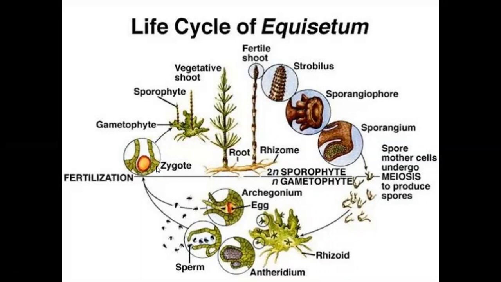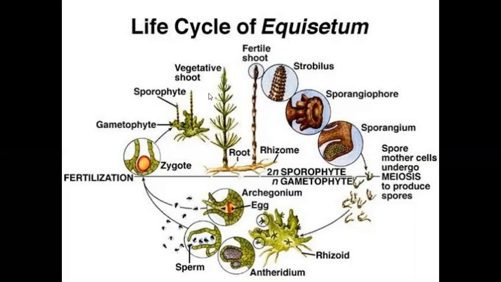After fertilization, the diploid zygote is formed in the venter of the archegonium. The diploid zygote participates in mitotic divisions. It develops into a diploid sporophytic plant. The diploid sporophytic plant shows rhizome, aerial shoots and roots. They participate in asexual reproduction.